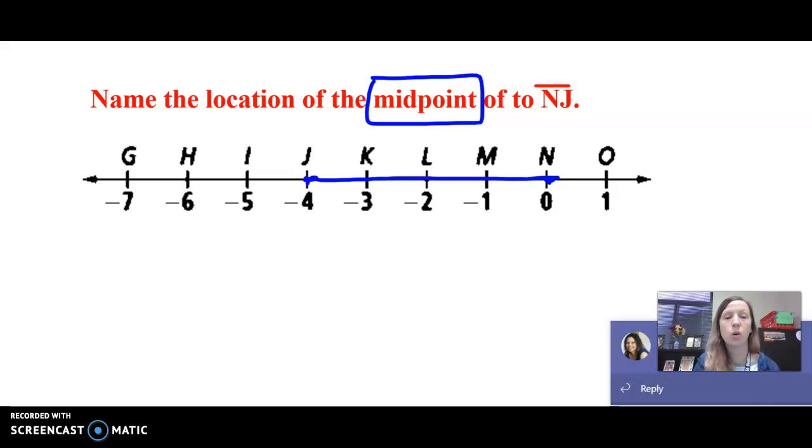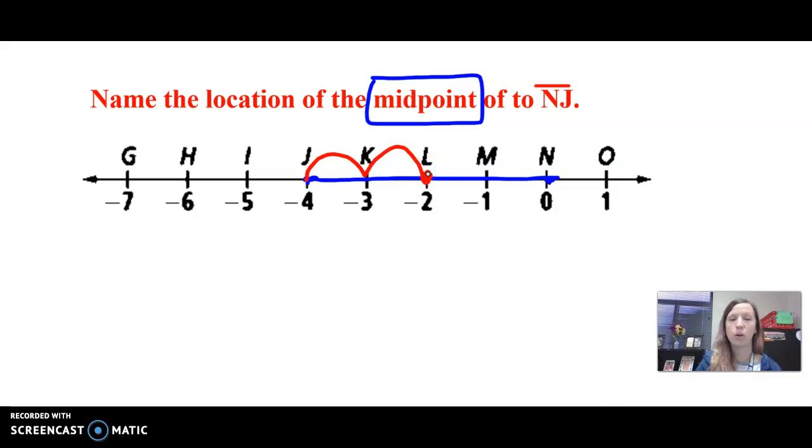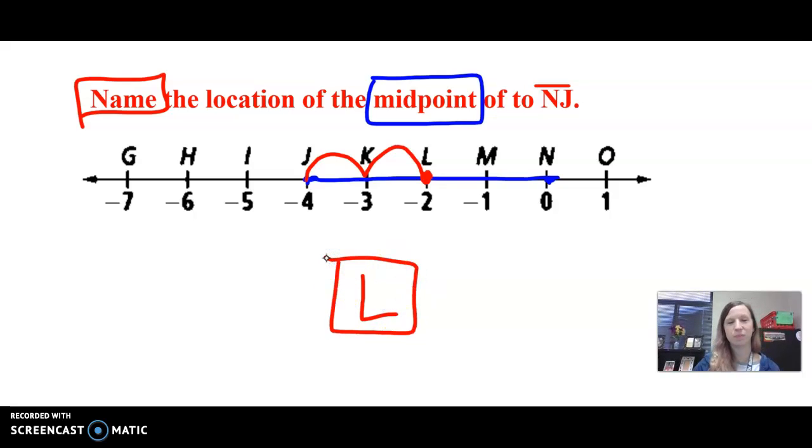So we are going to go half of that distance to find the midpoint. So half of 4 is 2. So we're only going to go 1, 2. So point L is where the midpoint would be. Notice it does say name the point. So we're not going to say -2. That's where it's located, but that's not its name. We use capital letters to name points. So L would be our answer.